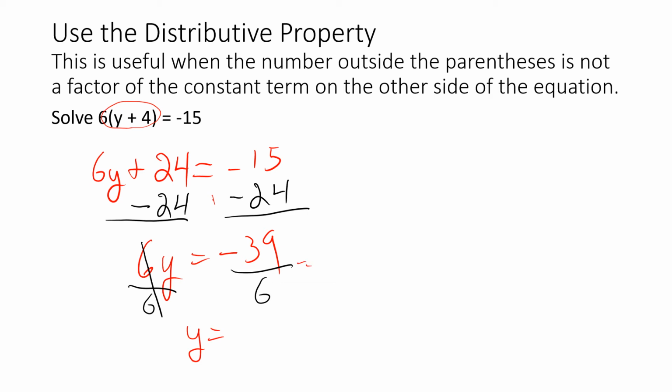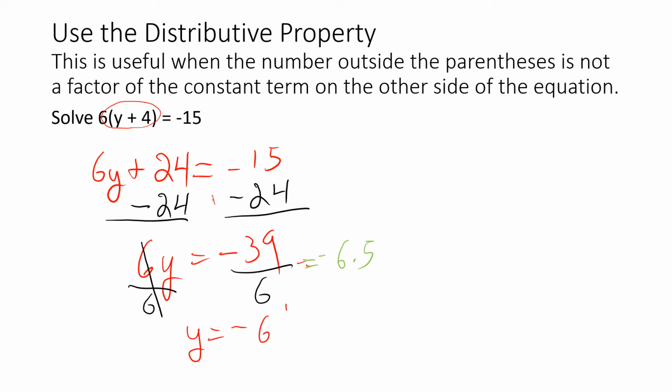I'll use a different color here real quick. This is negative 6.5. We just need to know if we're being asked to write it in decimal form or in simplified form. In this case, we want to write it as a fraction. If we know that 0.5 is 1 over 2, then that is a simple way to do it.